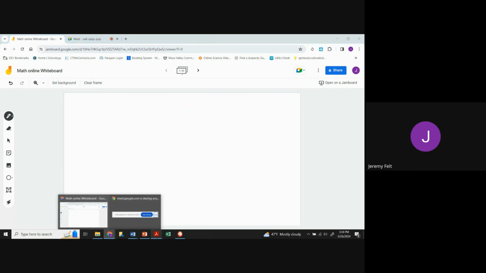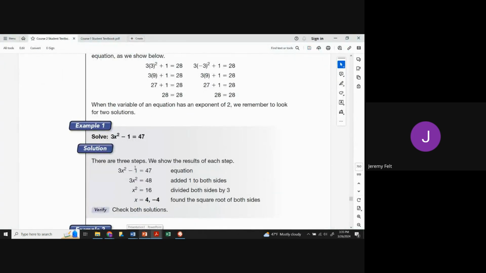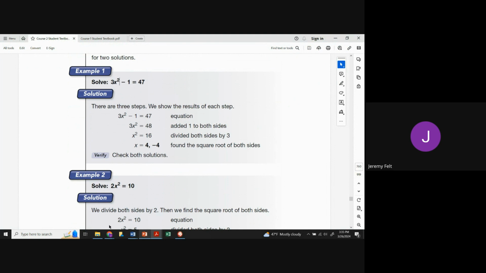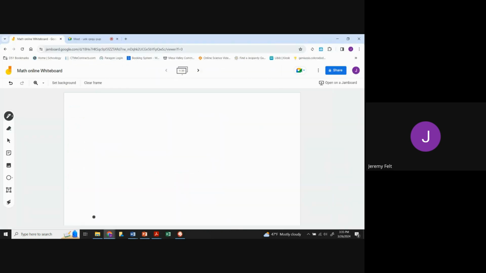Like for this example, 4 squared is 16 times 3 is 48 minus 1 is 47. But also negative 4 we could put in for x and work out to be true. So now if we have 2x squared equals 10, again, inverse operation, so I'm multiplying, so I want to divide.